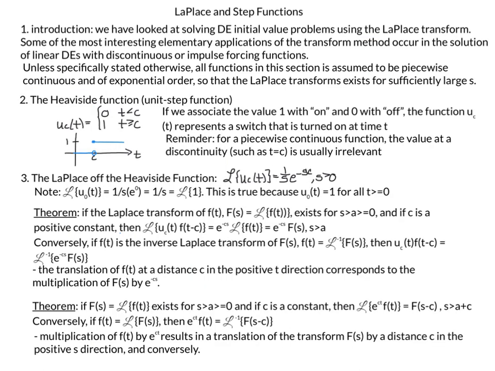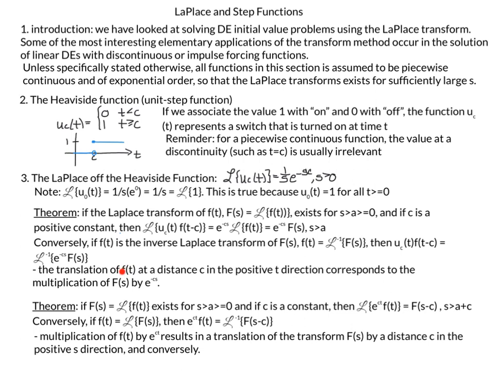So in this video, we talked about the Heaviside function, which is equal to 0 when t is less than c, and then it switches to 1 once t is greater than or equal to c. So you can think of this as a switch, it's off, and then once it hits c, it turns on. We noted that the Laplace transform of the Heaviside function is equal to 1 over s, e to the minus sc. And then we looked at what happens when we shift a function by c units to the right.